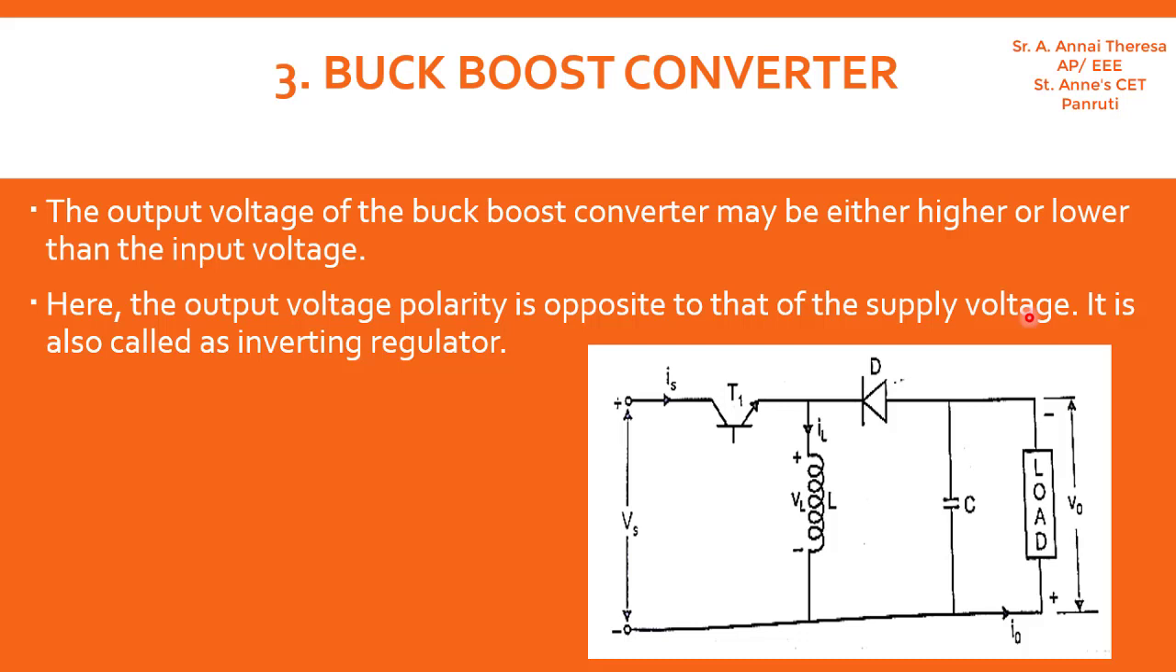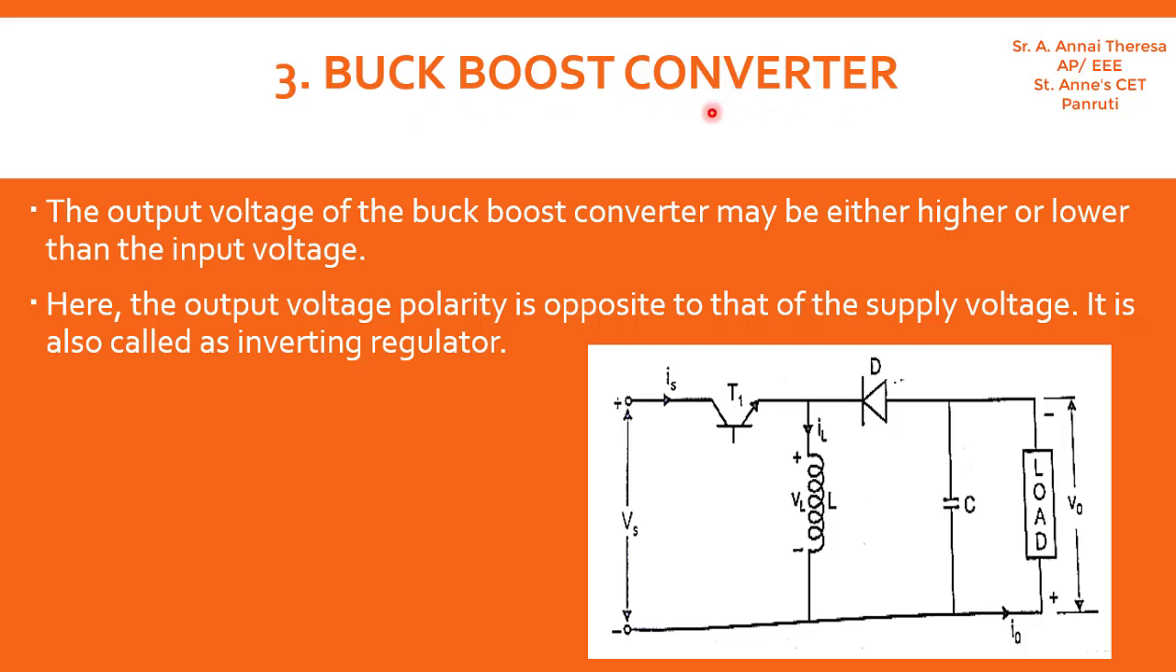In this power electronics session, we are going to see the third type of switched mode regulator, that is the buck boost converter. This type of converter can work either as a buck converter or a boost converter. The output voltage of the buck boost converter will be either higher or lower than the input voltage. That's why it is called a buck boost converter.